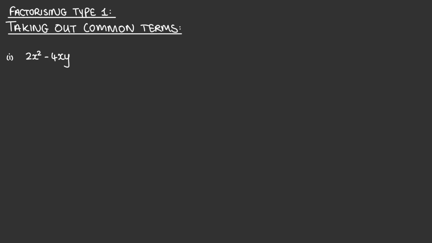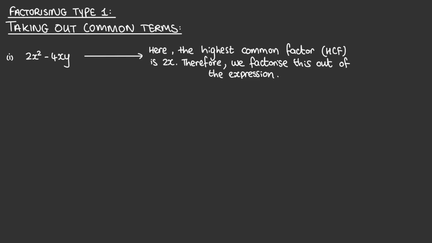So in order to factorise by taking out common terms, we must divide the expression by the highest common factor. In my video on natural numbers, I explained that the highest common factor is the largest number that would divide into both numbers, leaving no remainder. So therefore, we can see that 2x is the highest common factor of the two terms 2x squared and 4xy. In order to factorise 2x out of the expression, we have to divide 2x squared and 4xy by 2x.